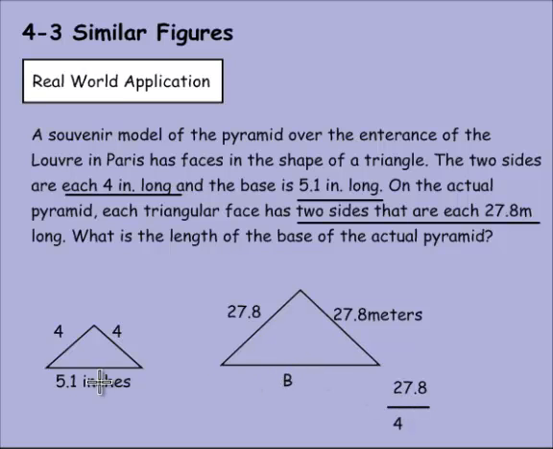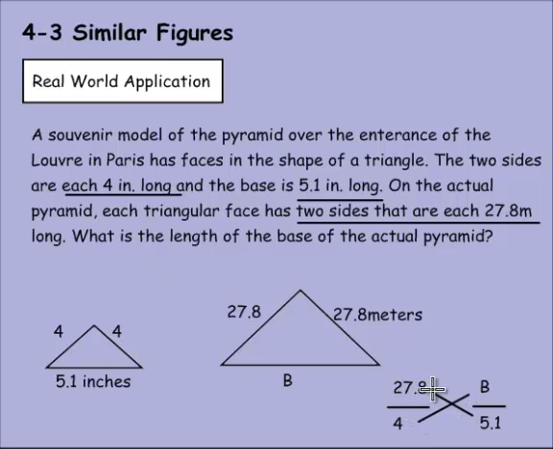But now we need to find the base and the 5.1 inches. Since I did the 27.8 from this triangle on top, I need to put the B for base on top. And that will be over the 5.1 inch base over here. So here's my ratio. 27.8 over 4 is equal to B over 5.1. So what I can do is I can cross multiply.